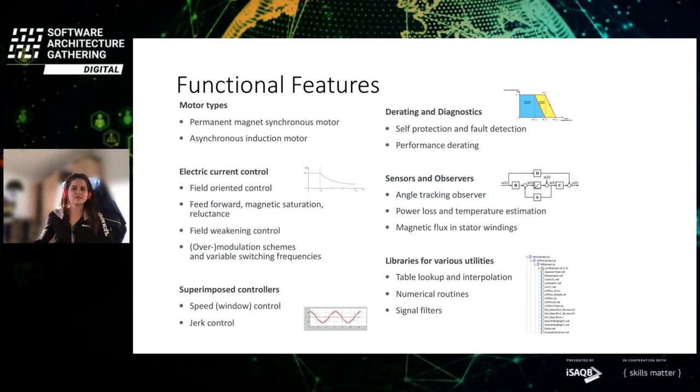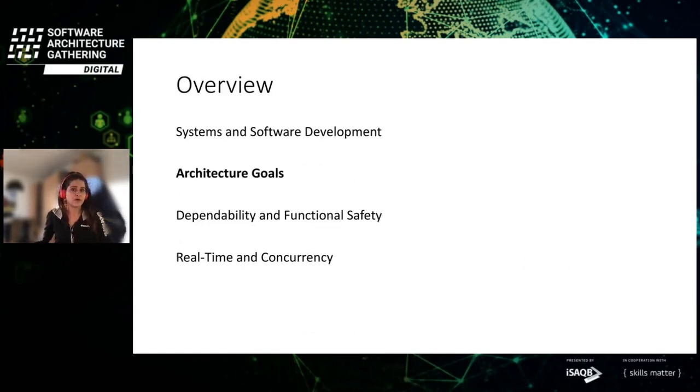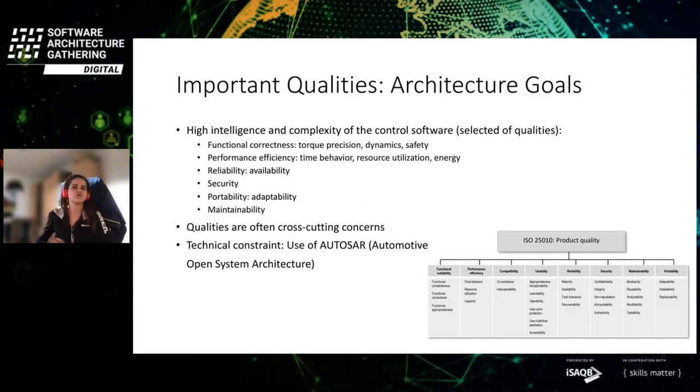But besides all these functionalities that are very important for us, we also have to take into account other architectural goals which are related to software quality attributes. You might know them from the standard called ISO 25010. I've shown here a selected set of qualities that are interesting for us. This is an excerpt from that.